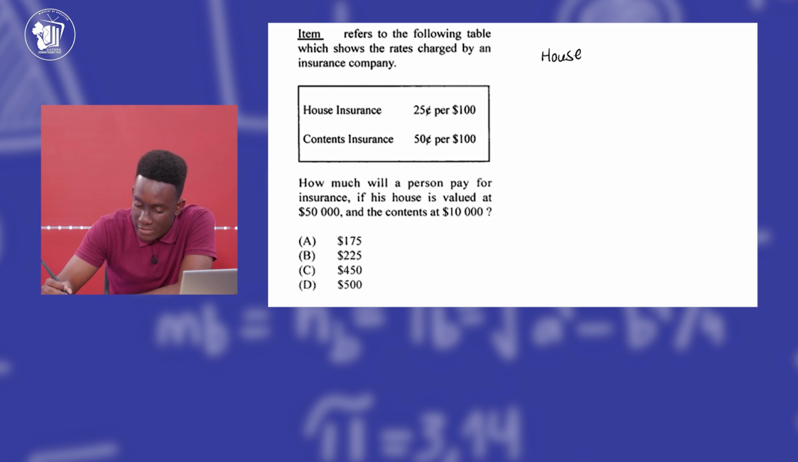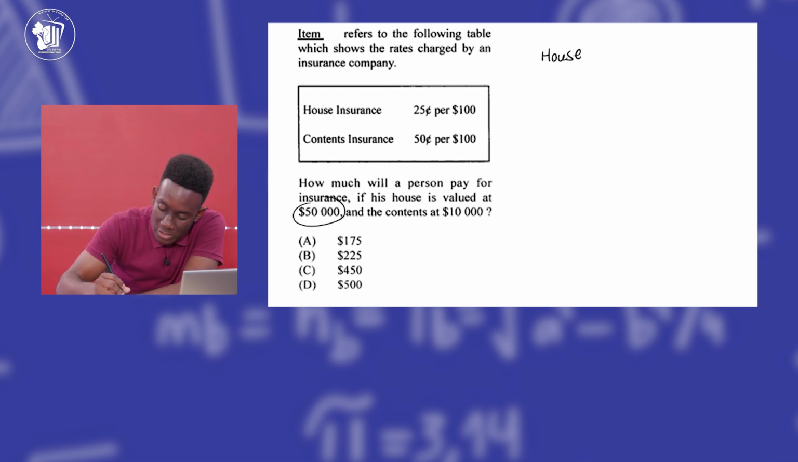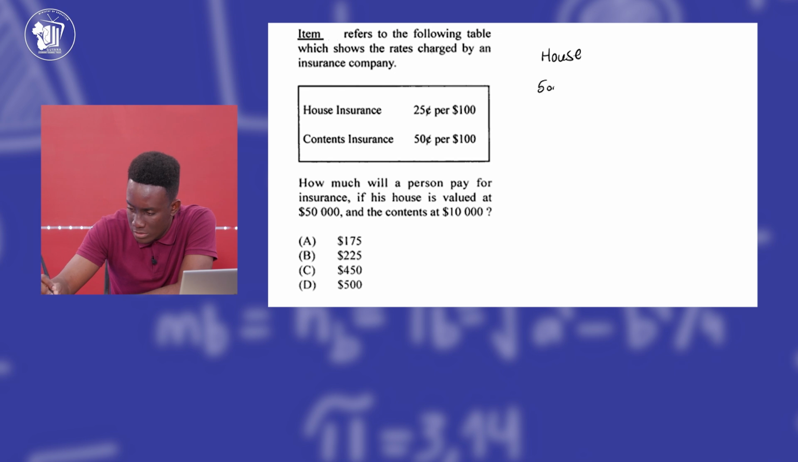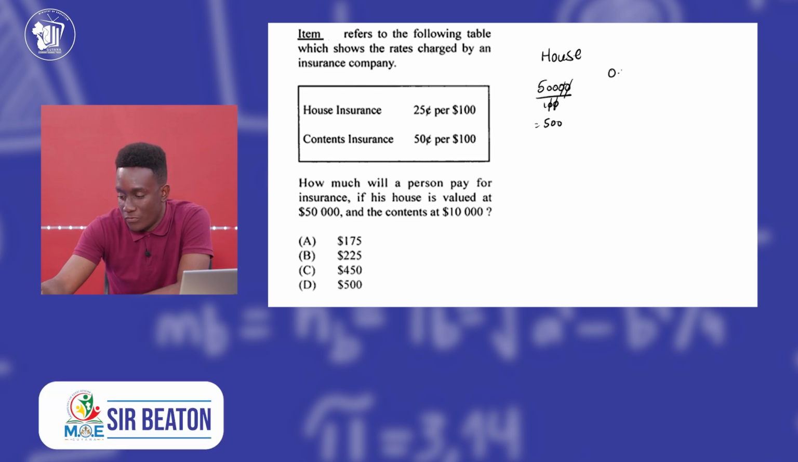So we know the value is 50,000, and we see it pays a rate per every 100. So let's find how many hundreds we can have in this 50,000. So it's 50,000 divided by 100. This 0 goes with that 0. This 0 goes with that 0. So we have 500.